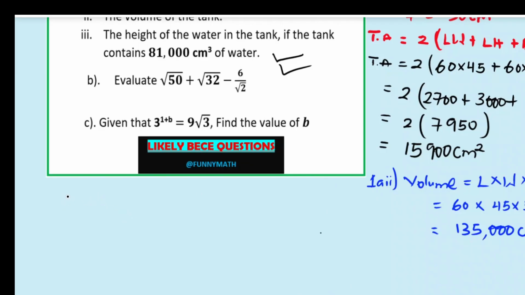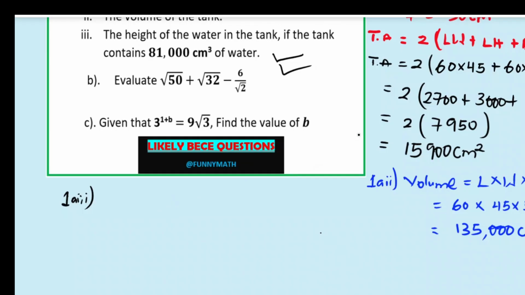So let's get the 1(a)(iii). That is this question. Here, we want to find the height of the water in a tank, if the tank contains 81,000 centimeters cube of water. We know that the total amount of water that this container can take is 135,000 centimeters cube. But we have been able to fill this container with 81,000 centimeters cube. That means it is not full, or it is not to the brim. So that's the amount of water in the container. Now we want to know the depth of water in this container, or the height of the water in this container. So what are we going to do?